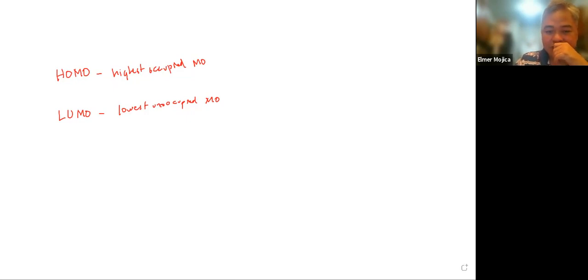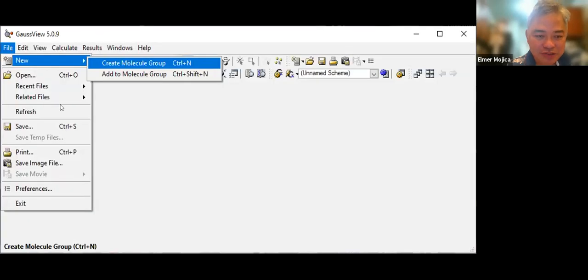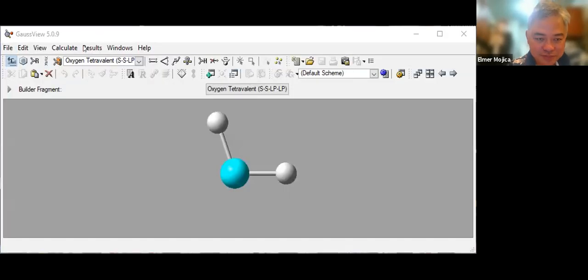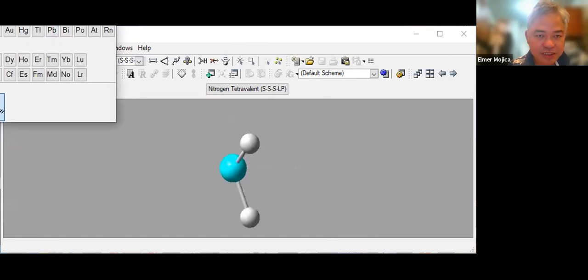So what do you think about the nitrogen? Are they IR active or Raman active? Ano sa tingin nyo? Ano sa tingin nyo yung nitrogen? So let's try to build a molecule out of nitrogen. So if you have a nitrogen, okay.